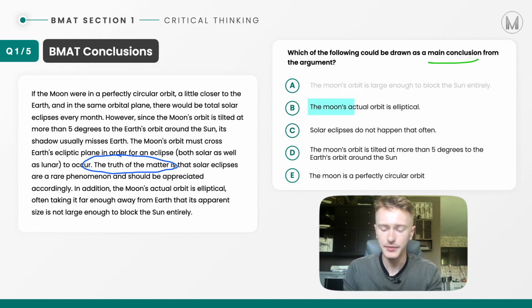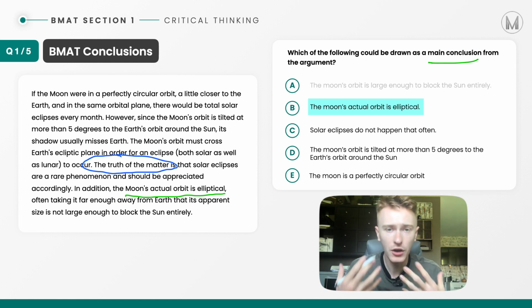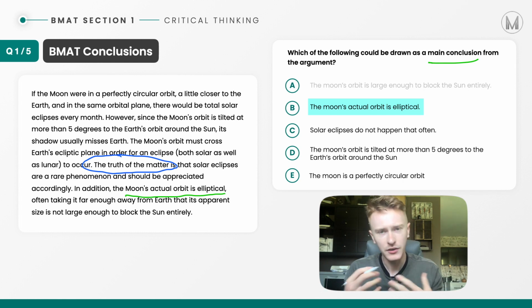Answer option B, the Moon's actual orbit is elliptical. Well, yeah, that's true. We can see here that the Moon's actual orbit is elliptical. It literally says that right there in the passage. However, this is more of a passing fact, and indeed when you come across passing facts, in other words, if you read that fact and it doesn't quite summarize the whole message, or it doesn't quite summarize all of the facts that we're given, that suggests to you that this is a premise and not a conclusion. So actually we can rub that out there.